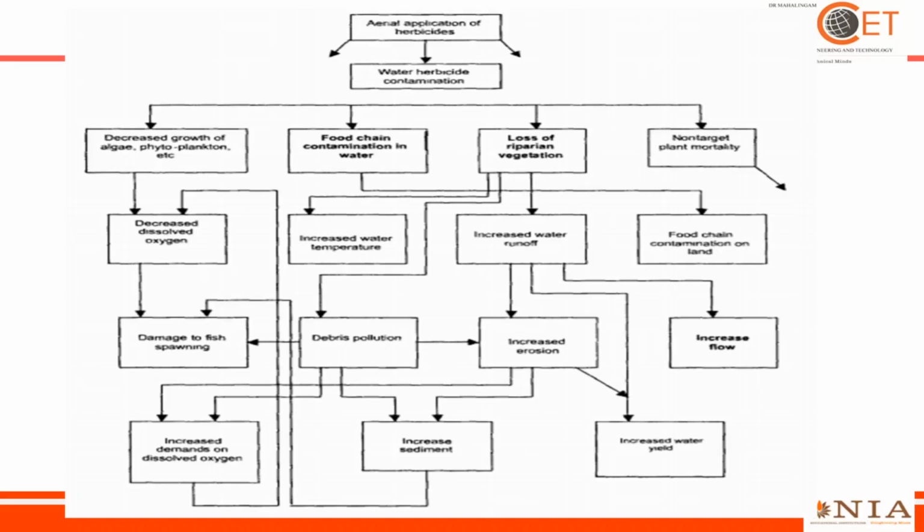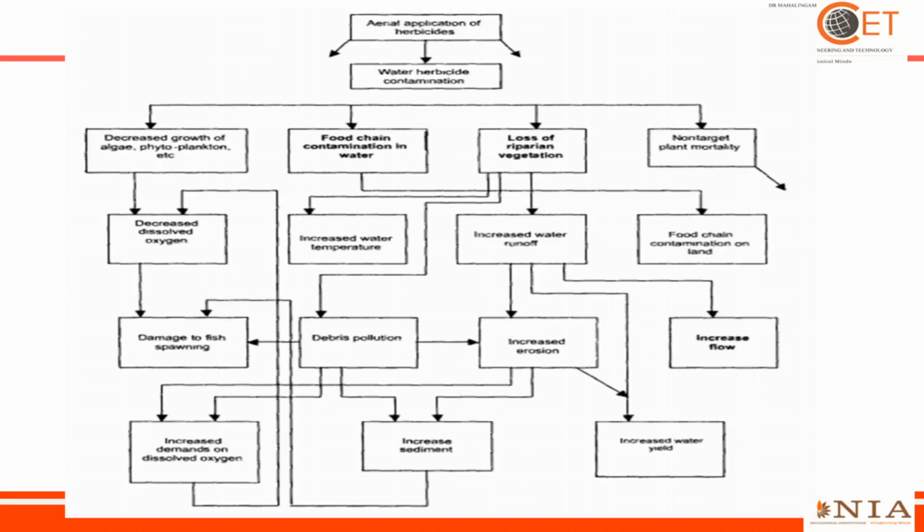So when that is decreased, there is decreased dissolved oxygen. When the dissolved oxygen content in the water is less, it is harmful for the aquatic species because they need oxygen to survive, which is taken from the water in the form of dissolved oxygen. So there's damage to fish, right? There is damage to fish spawning. And that's all; they close that with that.